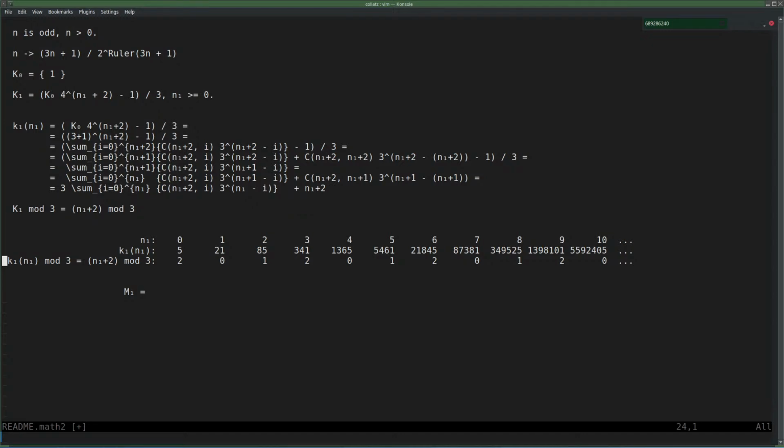Okay, so I want M1 to be equal to K1, but if the modulo 3 of K1 equals 1, I want to multiply it by 2. So this is just 5, this one we skip because the modulo 3 of K1 is 0. On this one, that is 85, but the modulo 3 of 85 is 1, so I want to do 85 times 2. And that's 170 then.